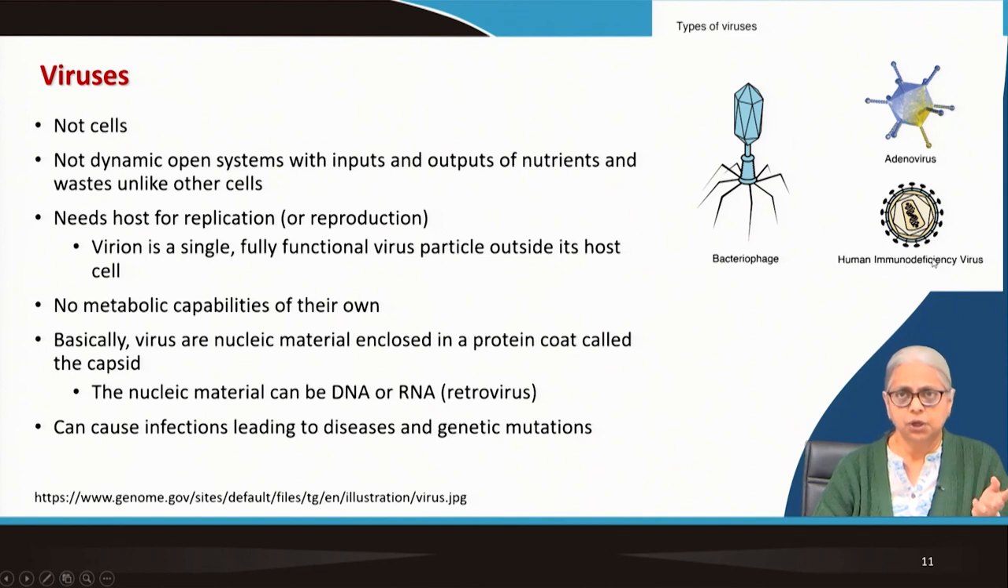HIV, which causes AIDS, an acquired immune deficiency syndrome, is caused by the HIV virus, and that's also a human virus. It causes infections in human beings. So these infections can lead to diseases, it can lead to genetic mutations, it can lead to cancers. All these things have been proven by now.